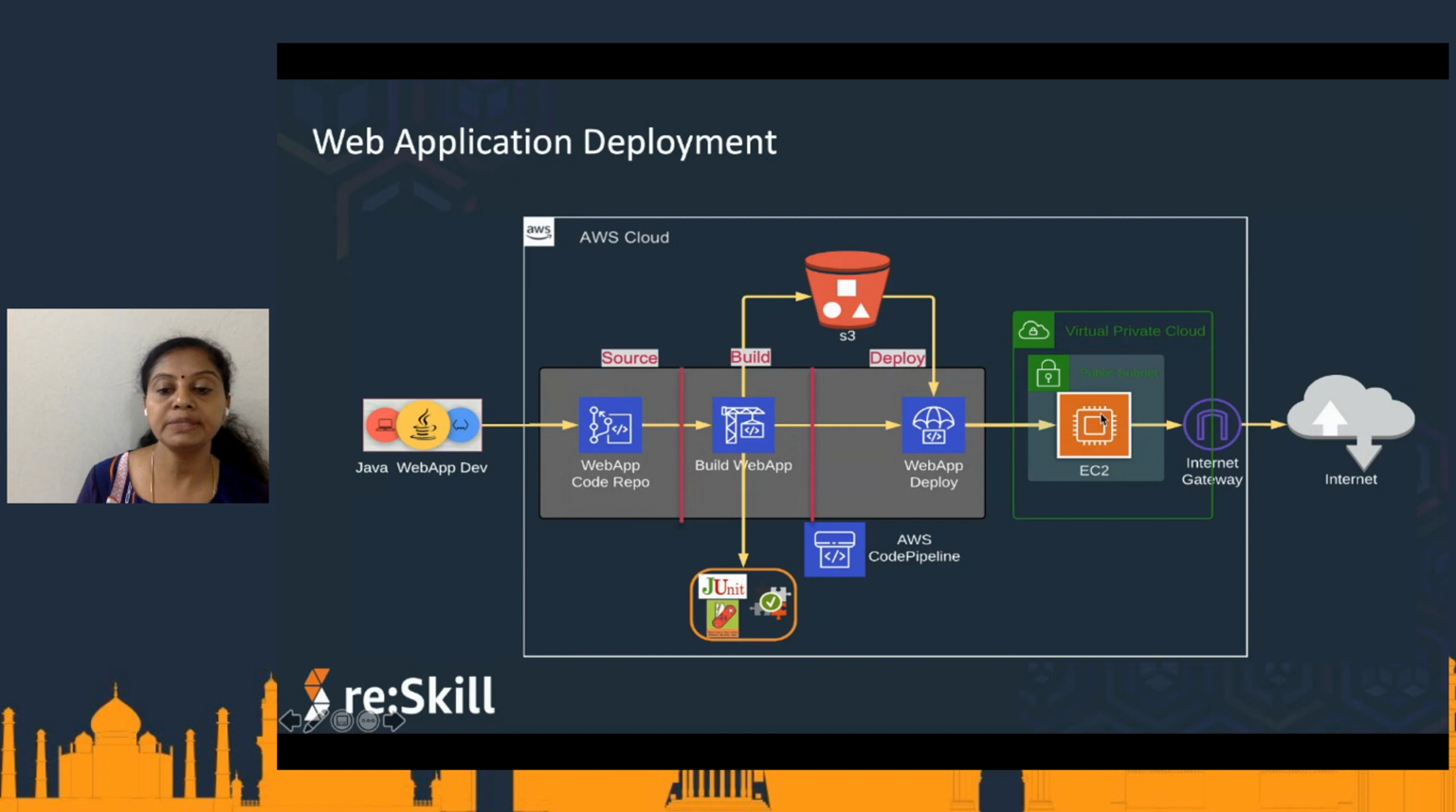So here the EC2 instance is available within a VPC in a public subnet. This simple application, when it is deployed, can be accessed by the external users through the internet gateway.